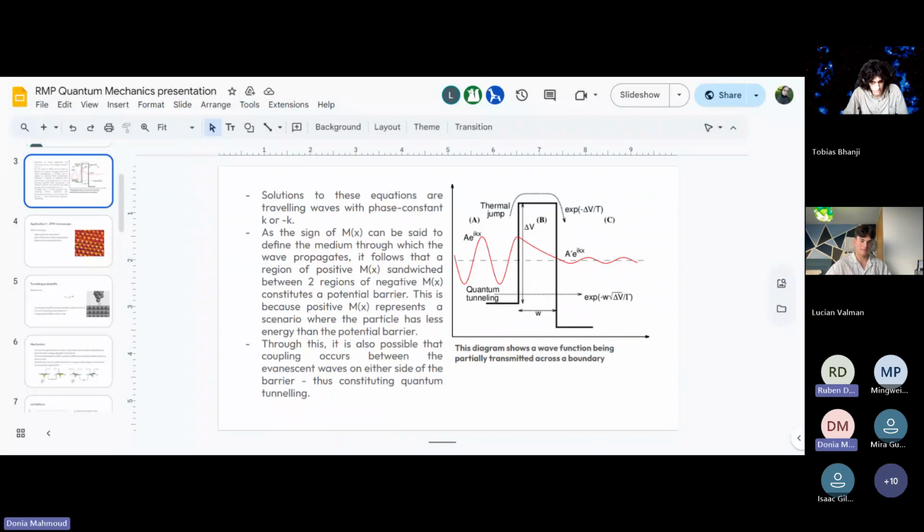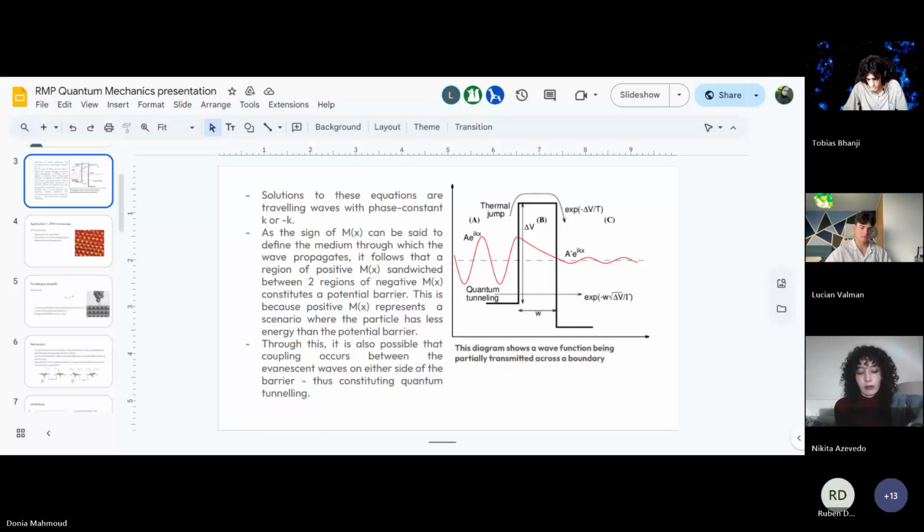As you can see in the diagram, some of the wave function, when it impinges on a barrier, can be transmitted to the other side of the barrier. There's a small probability that the particle will be measured to be on the other side of the barrier to where it was originally found. The next slide.